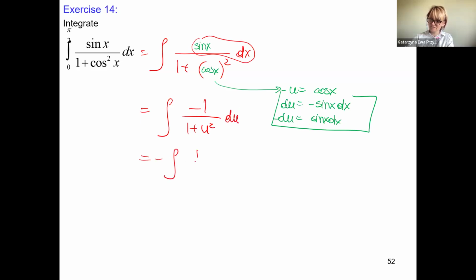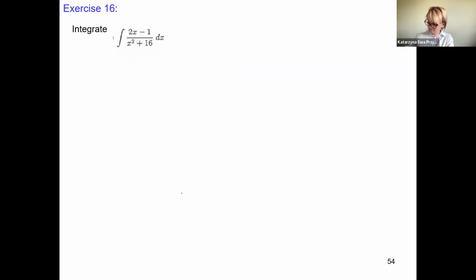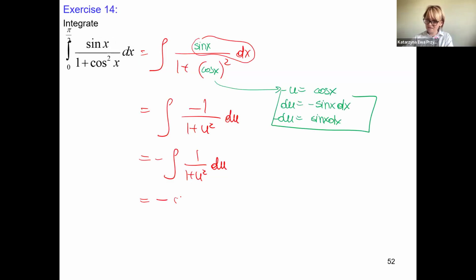Actually, that negative can go out. Negative arctangent of u. Which is arctangent of cosine, of course. Oh, we have limits of integration. Let's find the new limits. But we can see that's also important. We should always pay attention when we see quantity squared.